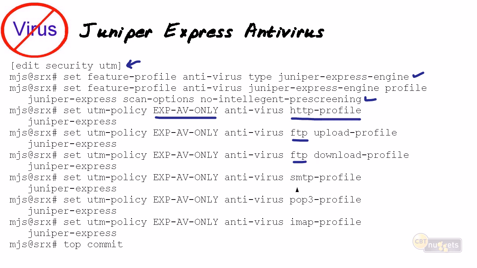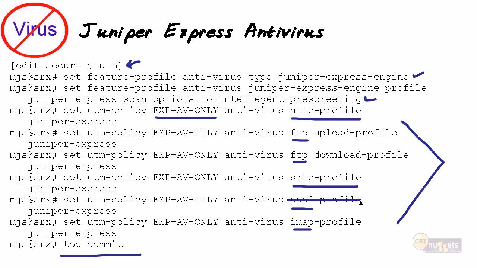We're also going to look at SMTP, POP3, and IMAP. Once we're done, just do a commit. So what we're seeing here is we're doing a granular subset of the entire scanning database by looking at HTTP, FTP uploads and downloads, SMTP, POP3, and IMAP. If you're not using, for example, POP3 in your environment, then of course you could leave that one out.